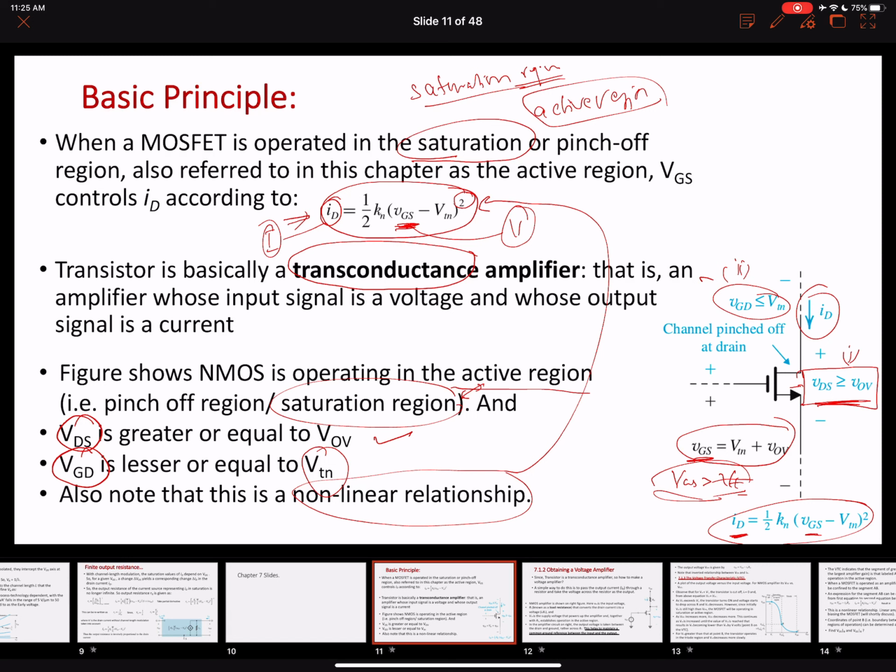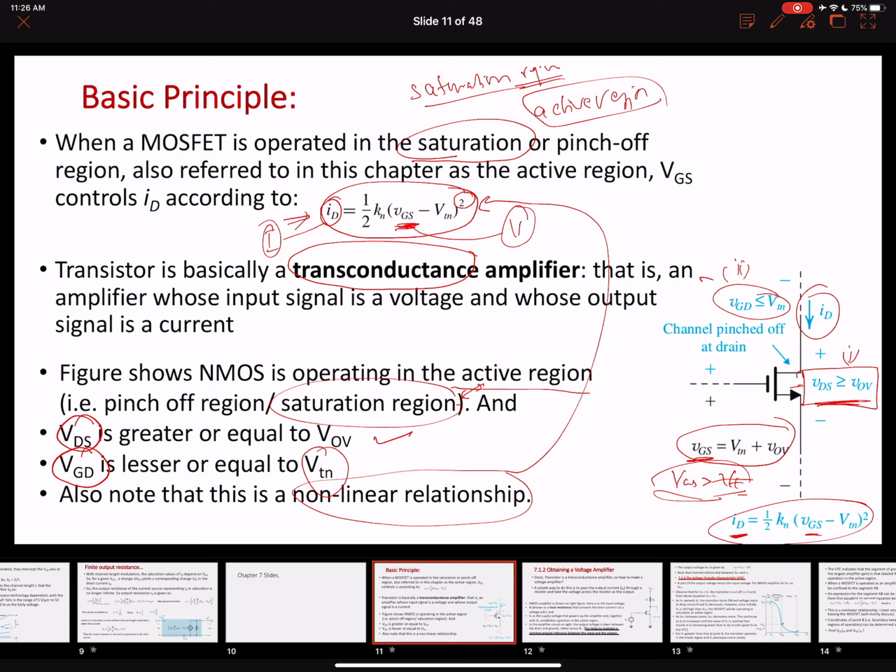However, if you remember some of the discussions from chapter number 1, we are interested in making linear amplifiers to make sure that we have a linear amplification for the entire signal, right? However, this is a non-linear relationship, so we will discuss in much detail in the subsequent lectures how we are going to build a linear amplifier out of this non-linear relationship.